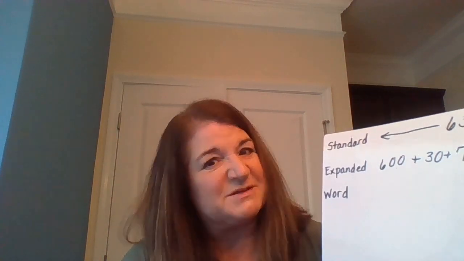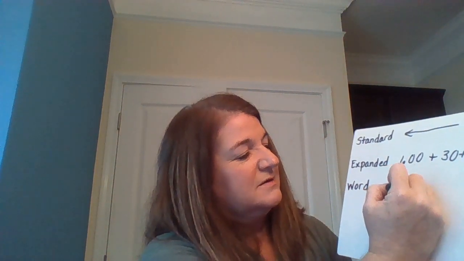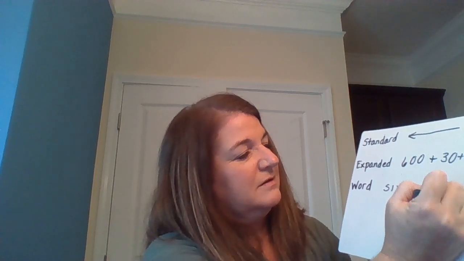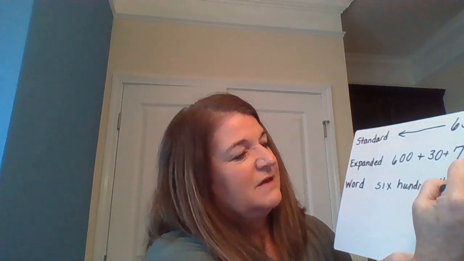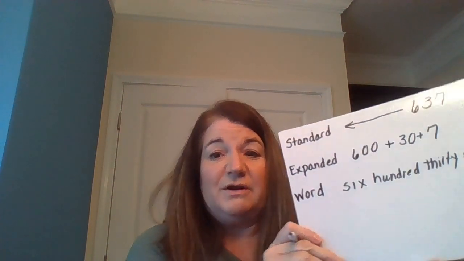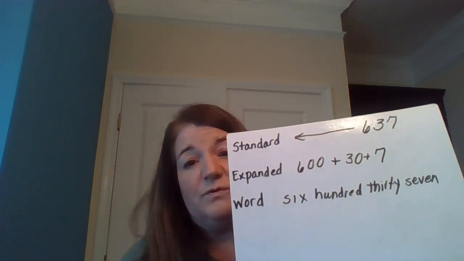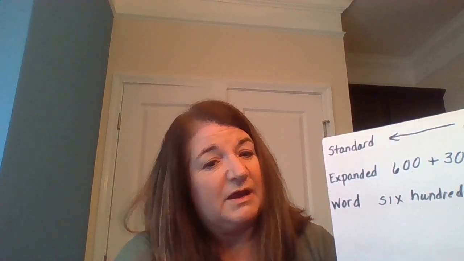In word form, this is where we have to do a lot of writing. So we write out exactly what we say. 637. Good thing we don't have to write all our numbers that way. We'd be writing a lot. So we have three forms of numbers. We have standard form, we have expanded form, and we have word form.